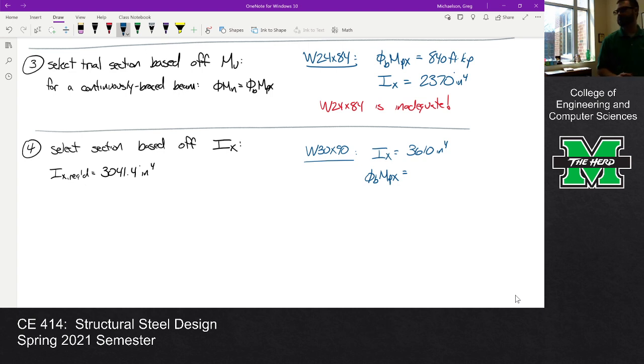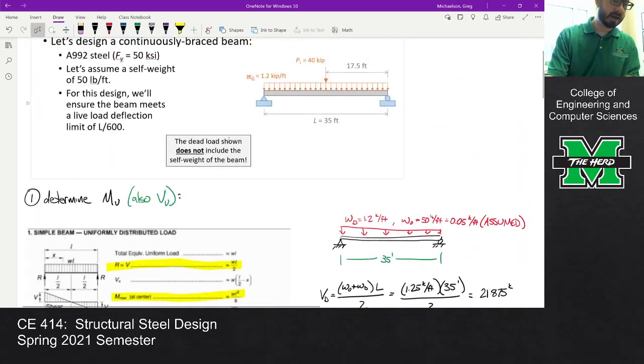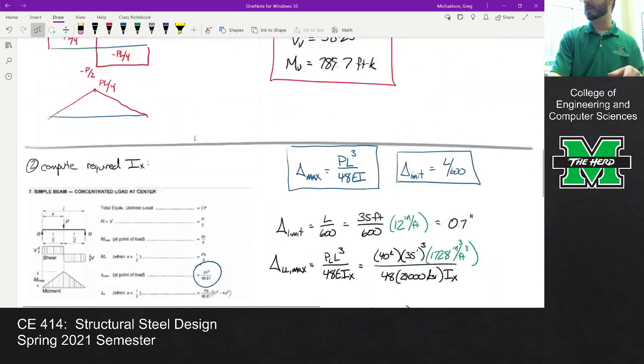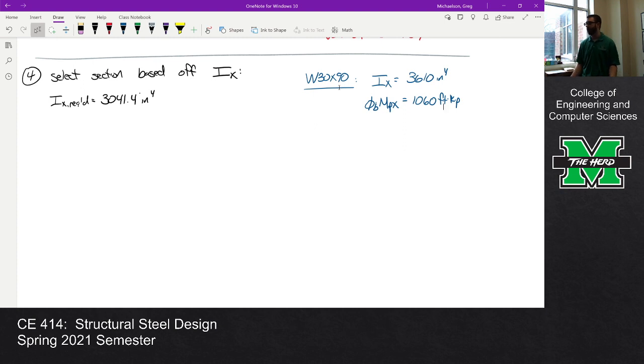It's on page 3-24. All right, 1060 foot kips. Is that enough? Well, the short answer, and I'm going to finish this in a quick video, is it should be enough, but this W30 by 90 is heavier than what we assumed up here, because we assumed 50 pounds per foot, and this beam is 90 pounds per foot. So it should be good, but we're going to check it just to make sure.